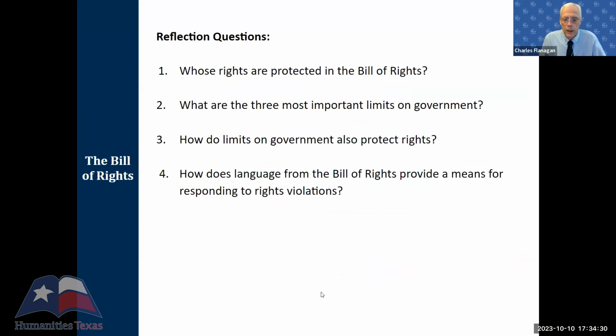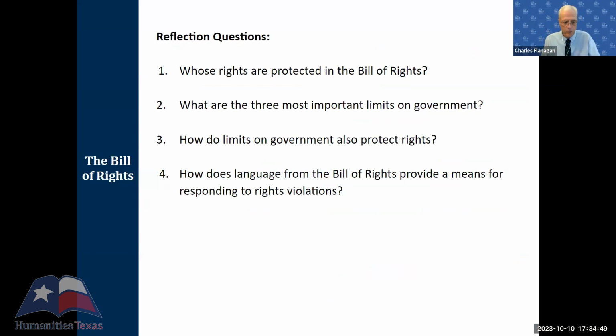So then having done that, you can answer some reflection questions. And I like this first one because I thought of it. But anyway, whose rights are protected in the Bill of Rights? And a kid will want to tell you, oh, the rights of the individual. Well, don't be so fast. Let's think about it. What did it say?